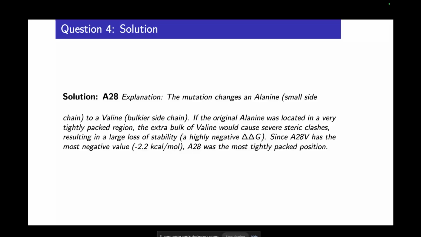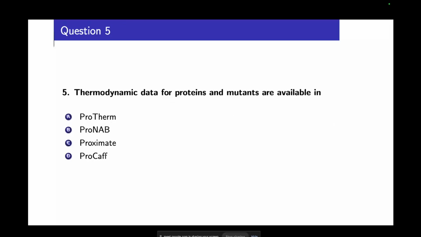So the important thing is the mutation itself, right? Alanine, which is small, to a very large residue. Based on that, what is the delta G? The highest delta G will be the most packed position.